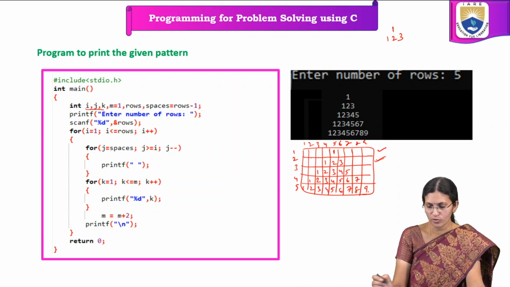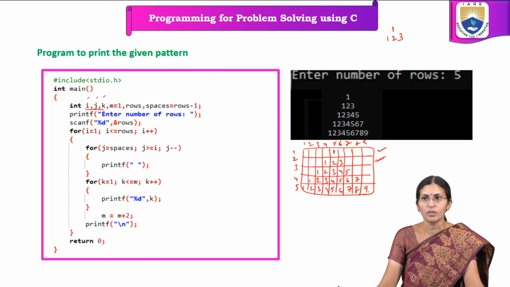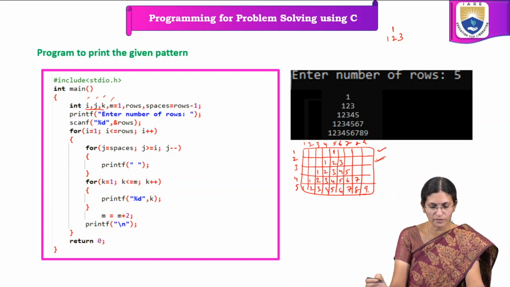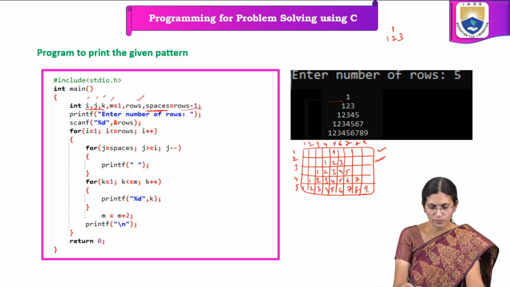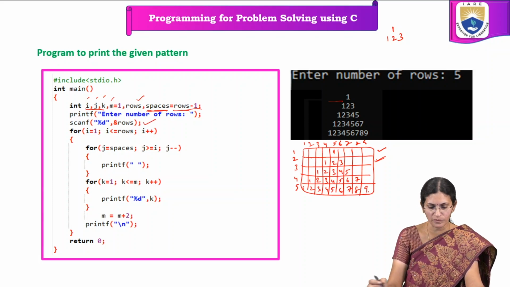So here also we need to use nested loops. There are 3 integer variables I, j and k, to use as looping variables. We have initialized an integer variable m is equal to 1, and rows specifies the number of rows. And in order to introduce the spaces, we have taken this variable spaces. Initially, spaces is initialized with the value rows minus 1. This rows value is taken from the user, and it is read by means of the scanf function.